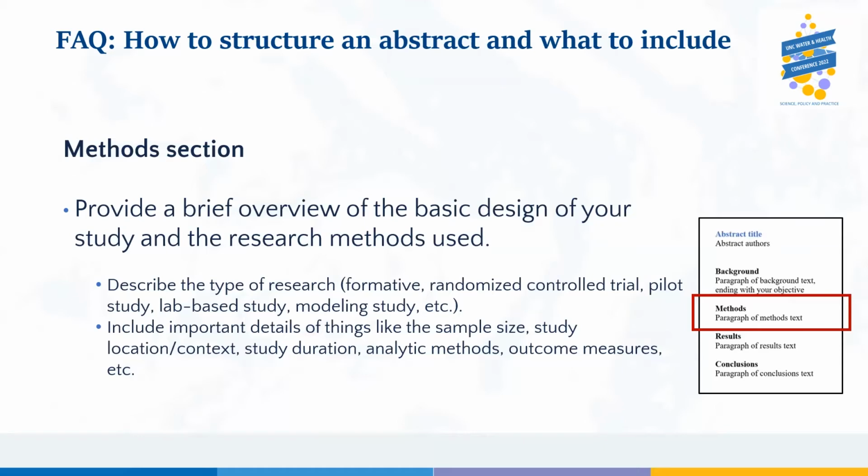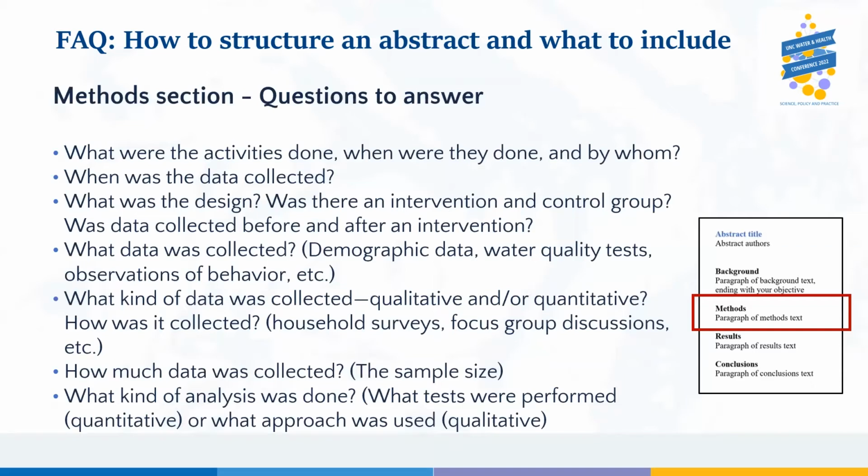And then include also important details of things like what was your sample size? What was the study location? What was the duration? What analytical methods did you use? What were your outcomes? Things of that nature. And then we've put together a list of questions that you should try to answer with that methods section.